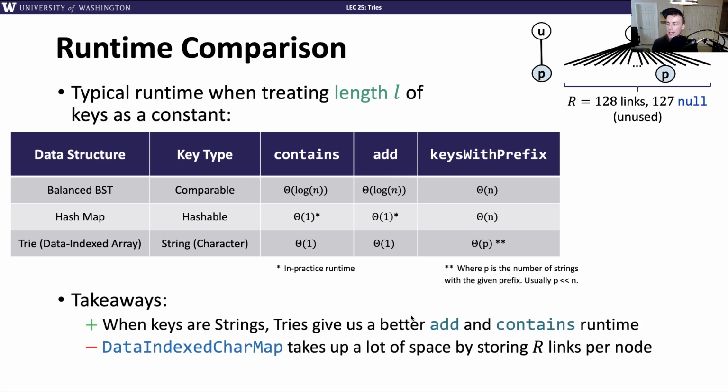So we can kind of already see here that some big takeaways about this implementation is that when the keys are strings, tries give us a better add and contains runtime, meaning that they work better as sets than necessarily a binary search tree or a hash map. The big downside so far is that they take up a lot of memory, because in order to do this, we kind of need a lot of arrays that are really large in each node. And so in our next video, let's talk about some optimizations to try to reduce the amount of memory necessary in order to represent these structures.